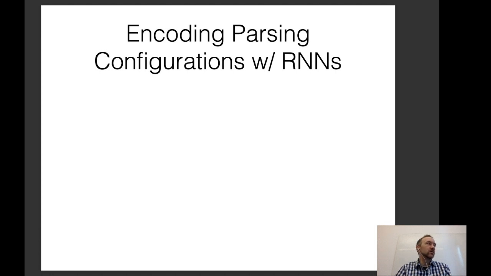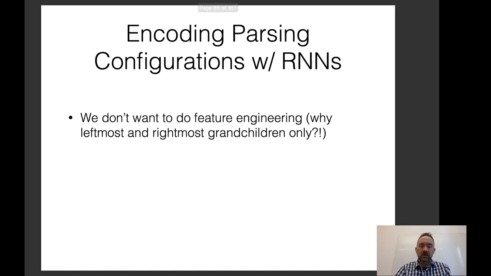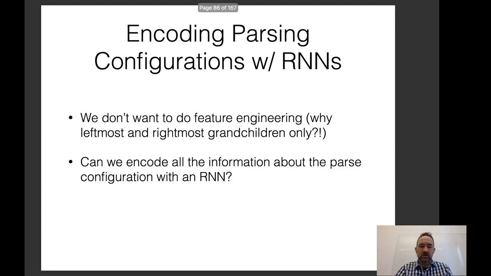So now that we know how to do this, these tree-structured composition functions can be used for all kinds of different things. They can be used for text classification or other applications. But if we wanted to use them for parsing, we can do so as well. And as I mentioned, we don't want to be doing feature engineering. Why would we want to look at only particular parts of the tree when we're doing our parsing? So we could, theoretically, encode all the information we need to do parsing with a recurrent neural network or recursive neural network.